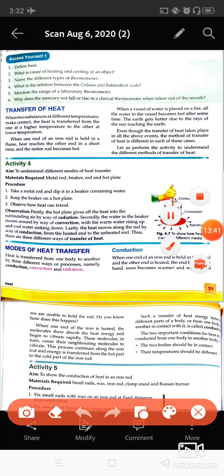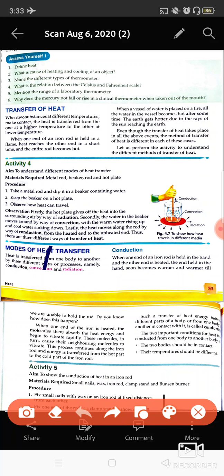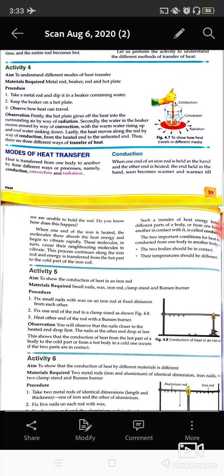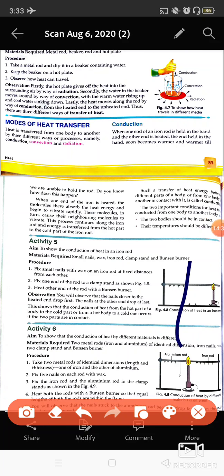Now comes another topic, that is the transfer of heat. Transfer of heat means when there are two objects, they can be object A or B, put at a distance from each other, so heat can pass from one to the other. That process, the energy transferring from one object to the other through different ways, is known as transfer of heat. So now I'm going to discuss with you the different modes or different ways by which heat is transferred from one point to the other point.